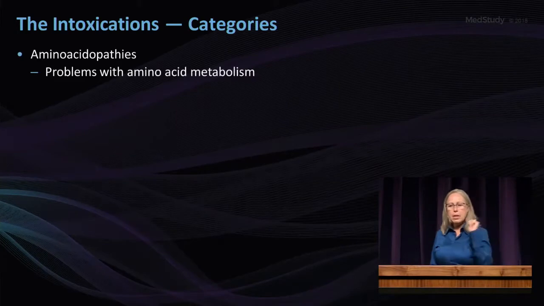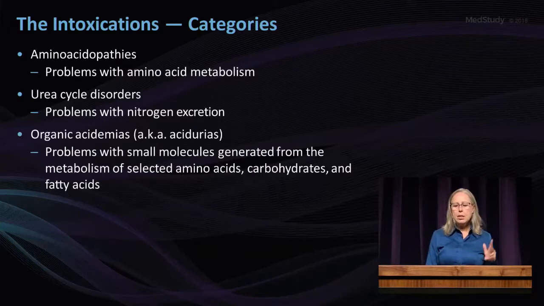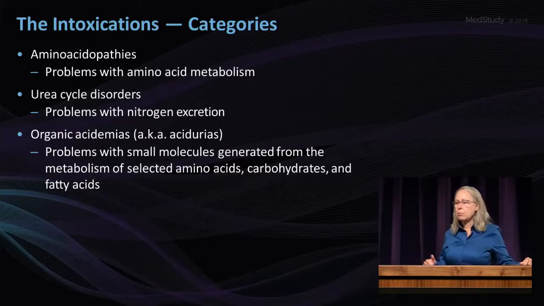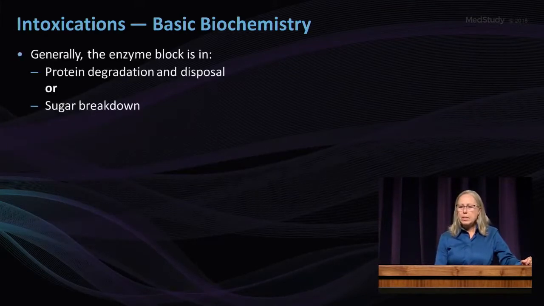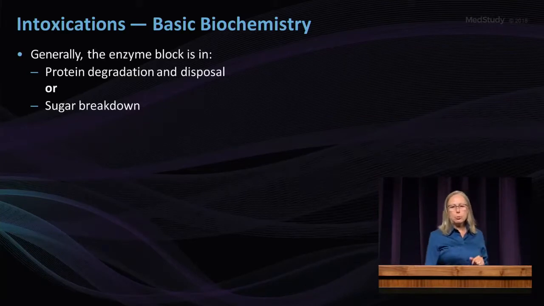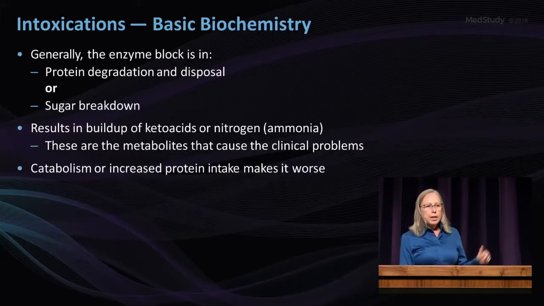So categories: amino acid problems, urea cycle problems, organic acidemias, and these are small molecules generated from metabolism of amino acids, carbohydrates, and fatty acids, and then sugar intolerances. Okay, basic biochemistry. Generally, the enzyme block is in protein degradation and disposal or sugar breakdown, and it results in a buildup of keto acids or nitrogen, which is ammonia, and these are the metabolites that cause the problems. When you're catabolic or you have increased protein intake, it makes it worse.